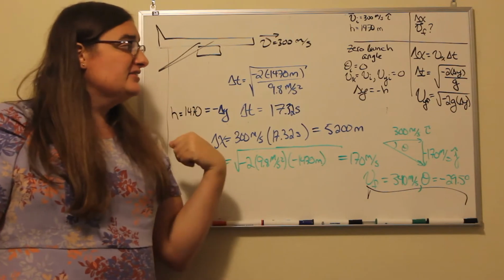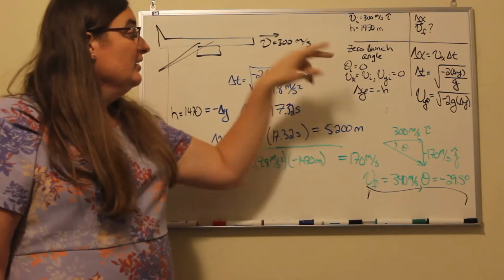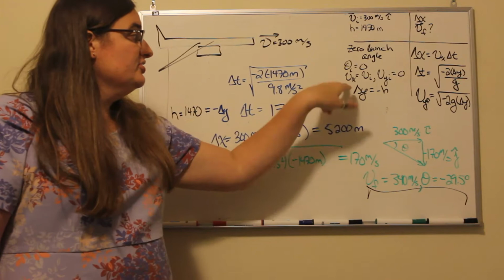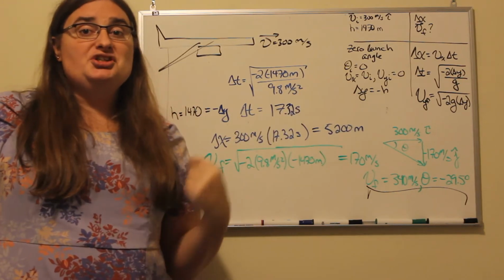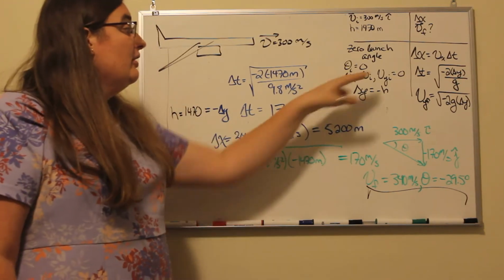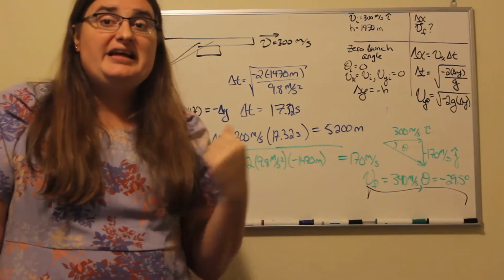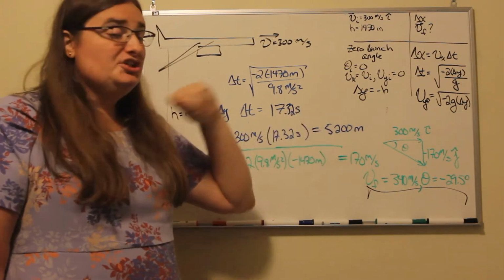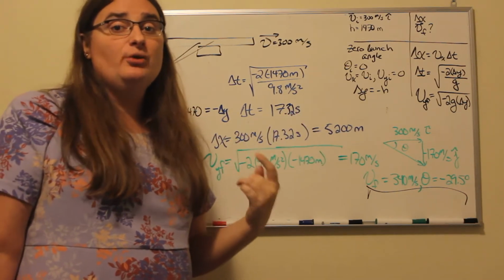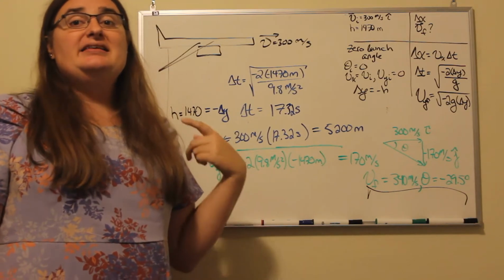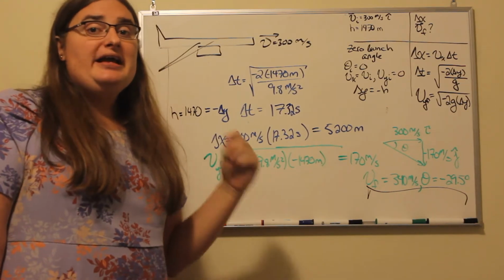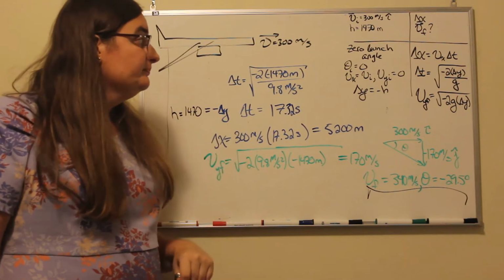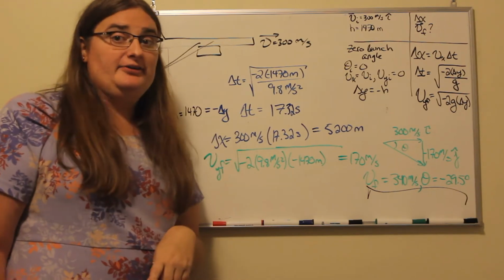So from the facts of zero initial launch angle, our velocity in the x direction is our initial velocity. Our initial velocity in the y direction then has to be 0. And our change in y is always going to be minus the height that the object fell from if it has zero launch angle and we're dealing with flat ground.